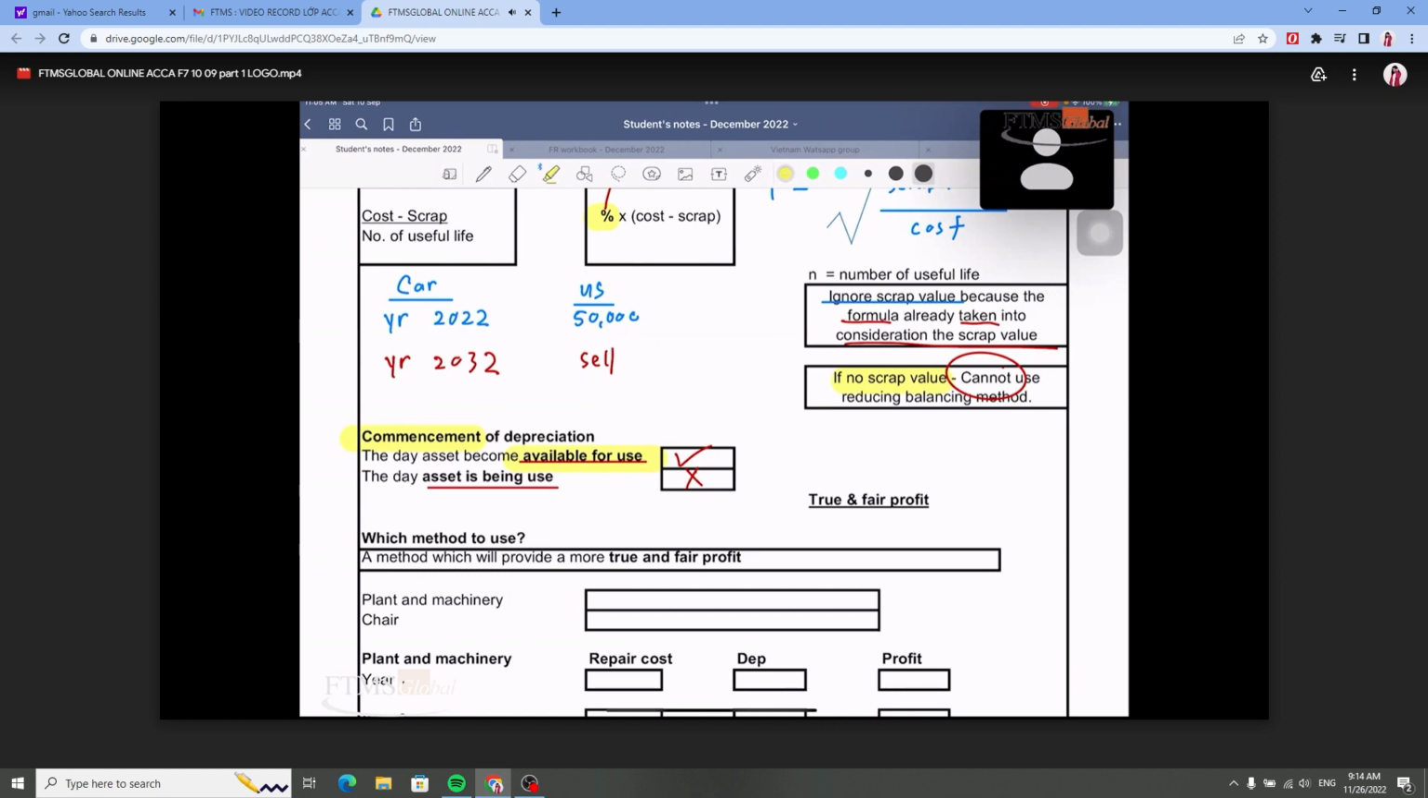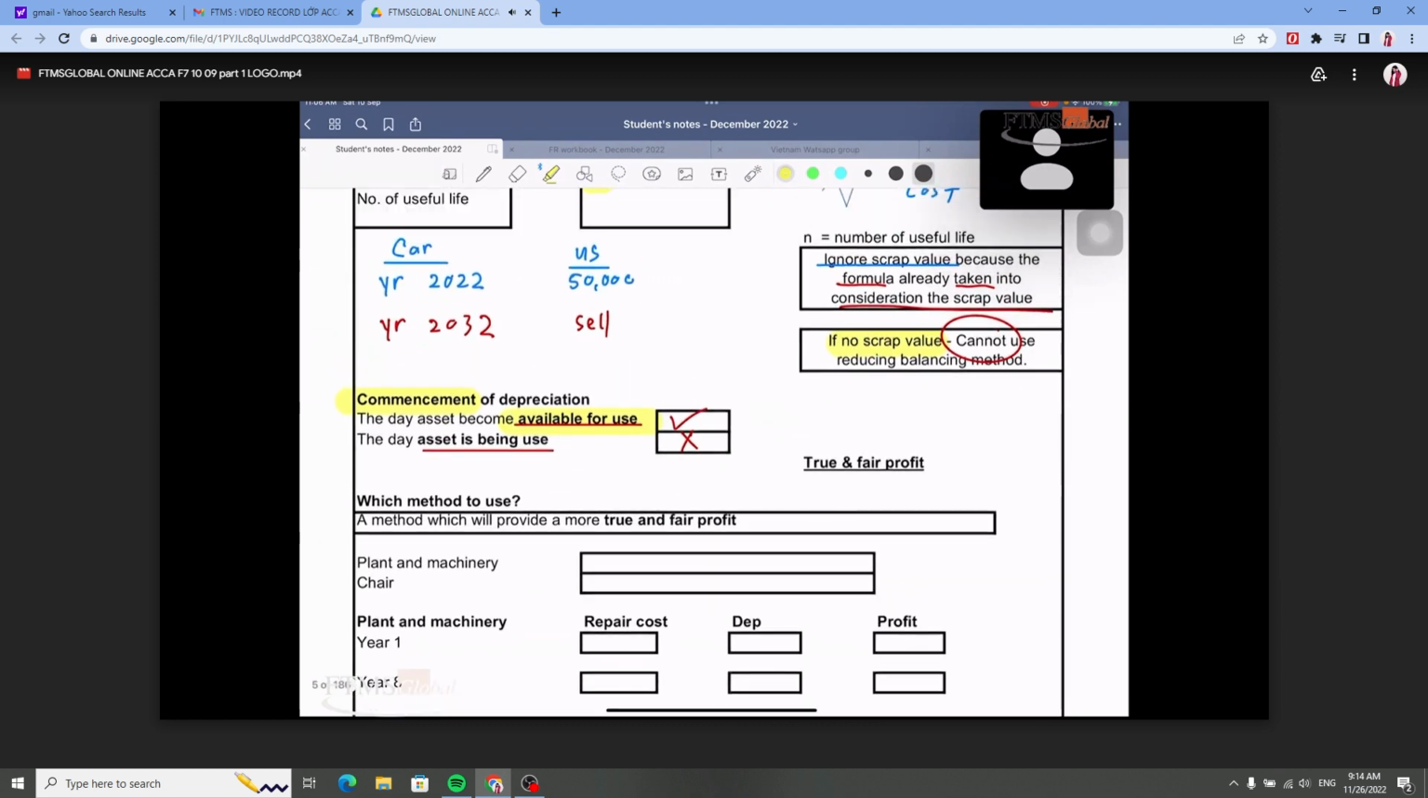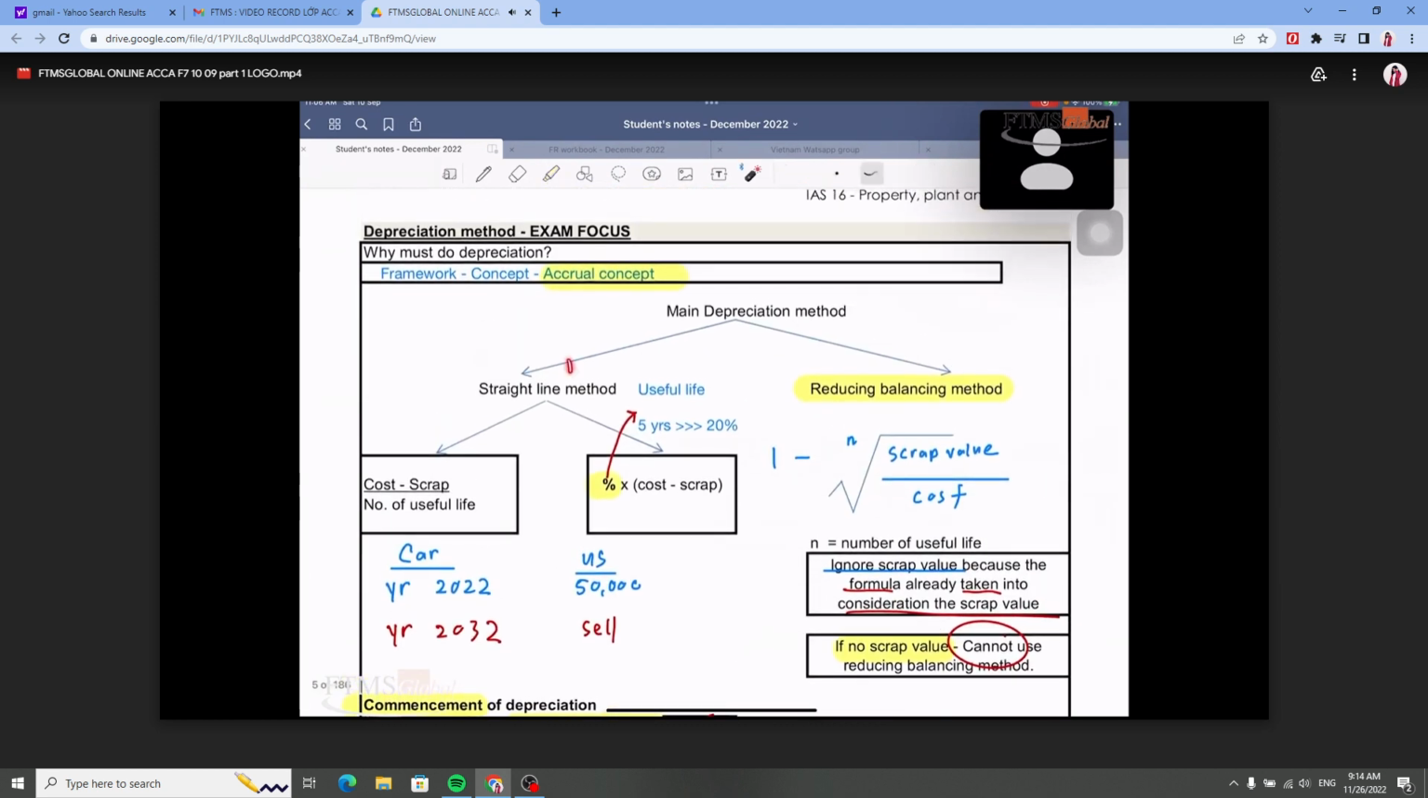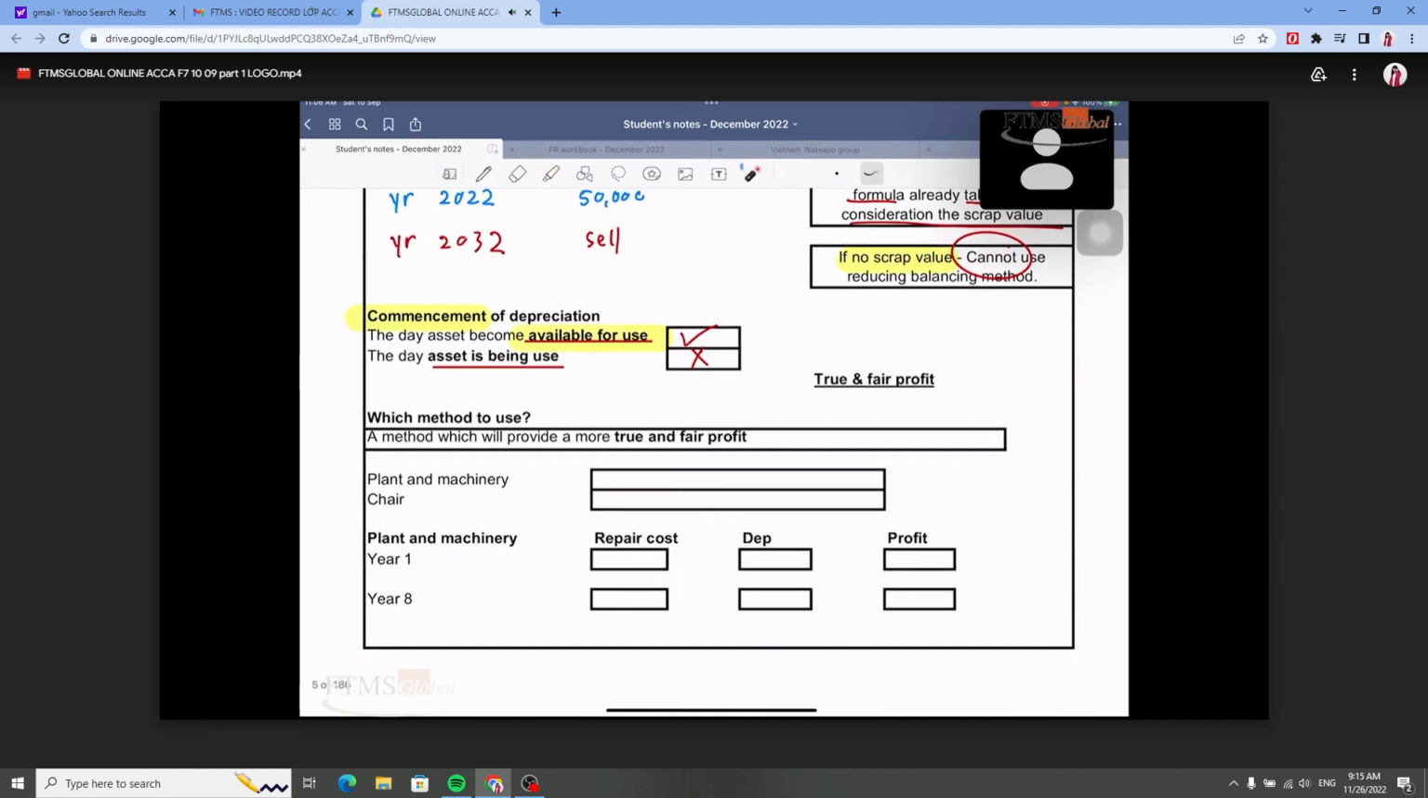Okay. The next question is this. Which method should you use? Should you use the straight line method or the reducing balancing method? If you see, they have given a guideline. The answer is a method which will provide a more true and fair profit. True and fair profit, in the context of financial reporting, means matching.